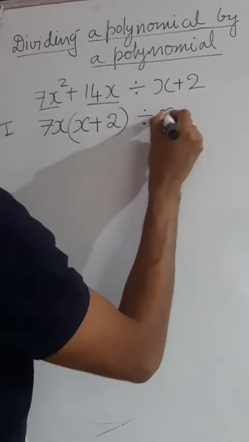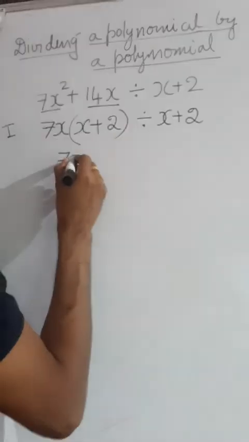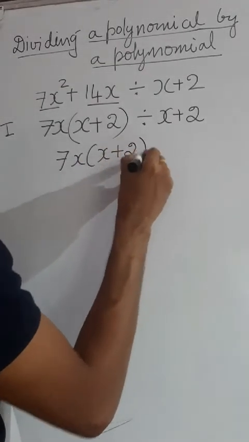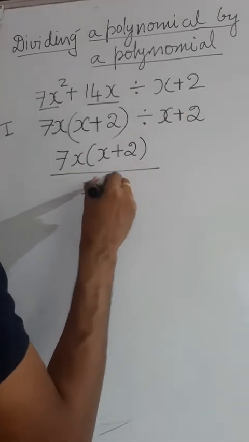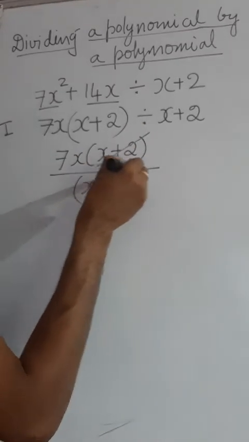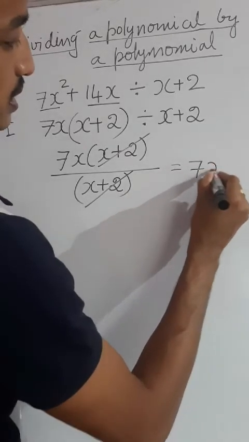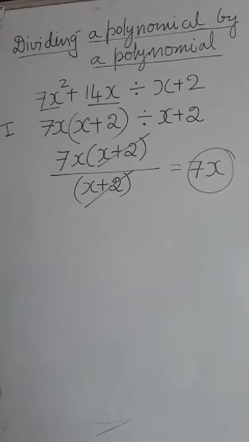Divide it by x plus 2. Whichever you have to divide, that will be in the numerator, and what you are going to divide by comes to the denominator, right? So this cancels, and the remaining answer is 7x. This is how you can easily find the answer, but you should know how to take the common term outside. That is a very important thing.